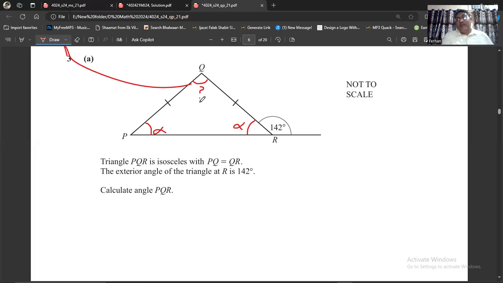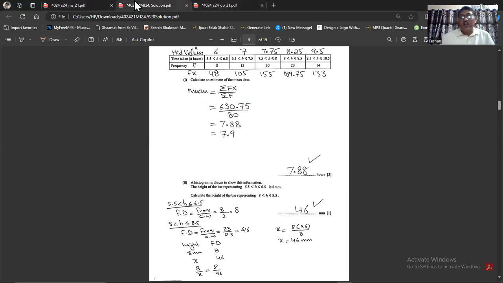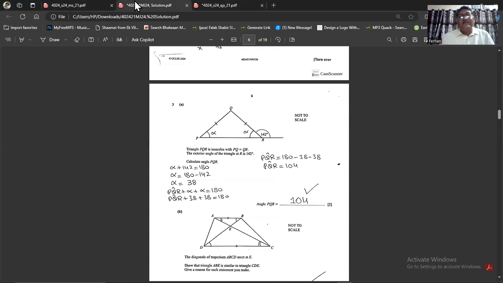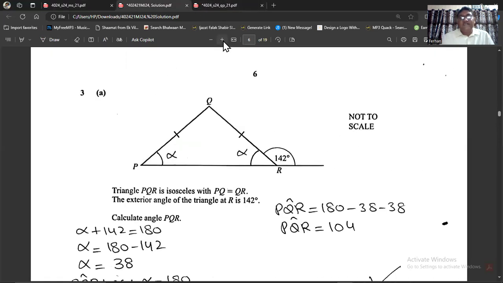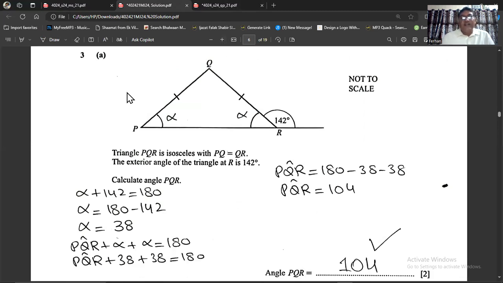That will be equal to 180, because the sum of the internal angles of a triangle is 180. Very simple, straightforward strategy. Let me show you. I have solved it on paper. So let's see how this is done.